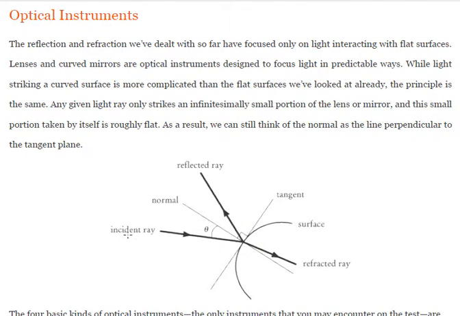So we have one ray that we're looking at. It comes in, hits this curved surface, and at that one single point, we can treat it like a flat surface, and it would bounce off and reflect, or it would pass through, bend a little bit, and be refracted. So now we're going to be talking about normal lines being perpendicular to a tangent line.